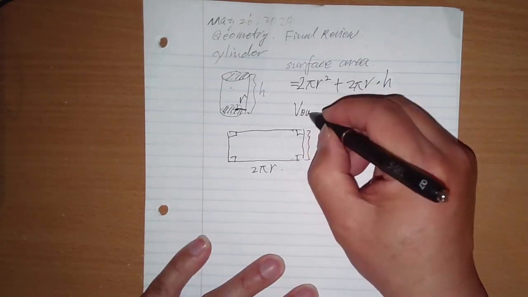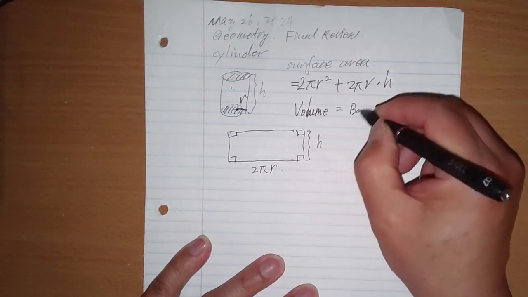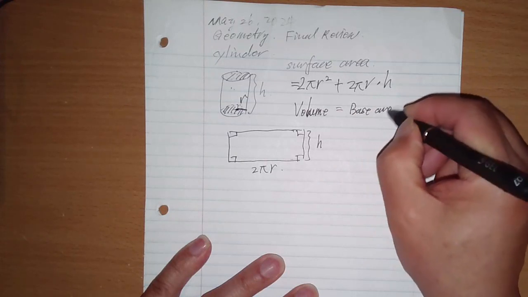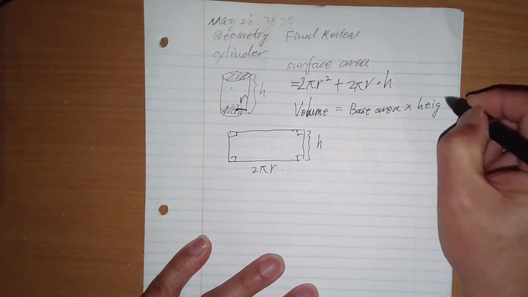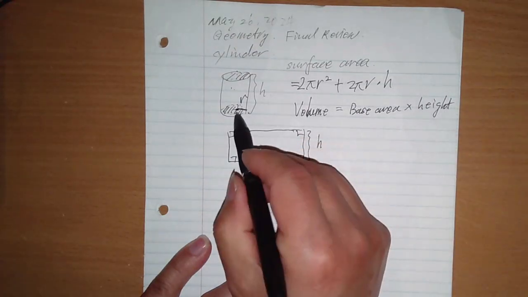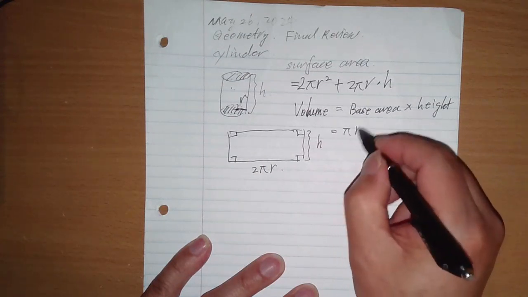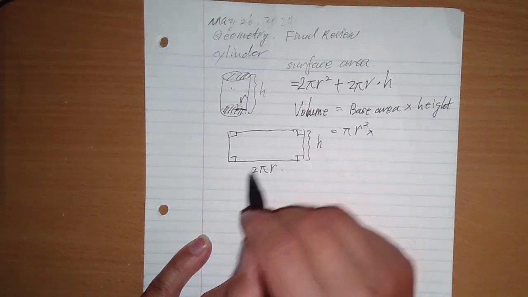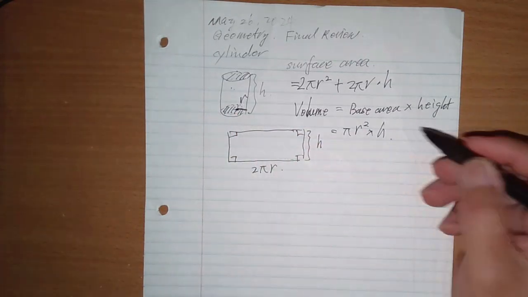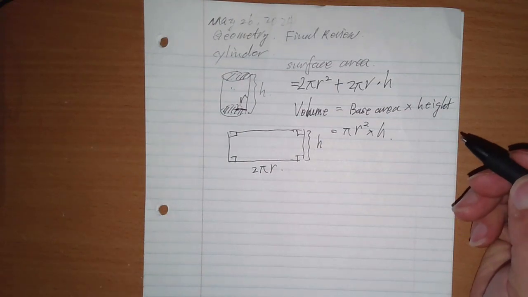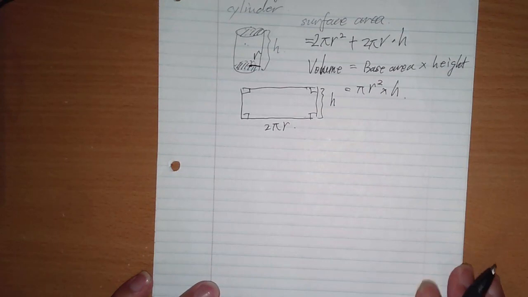What about the volume? Volume equals base area, as we discussed last time, times height. In other words, it is the base area, which is pi r squared, times the height, which is h. Okay.